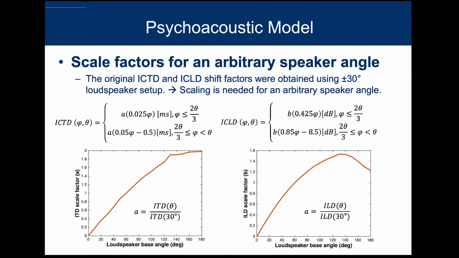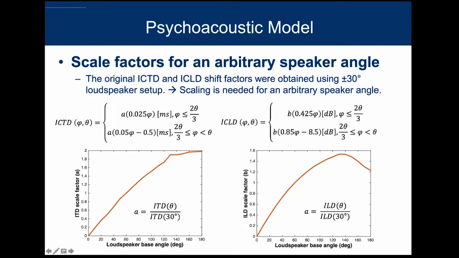But the results so far were obtained using the 60-degree speaker angle, right? So we always use this 60-degree triangle setup. But what if you increase or decrease the angle between the speakers? Do we need a different psychoacoustic function? Yes, we do. That's what I found from some experiments.